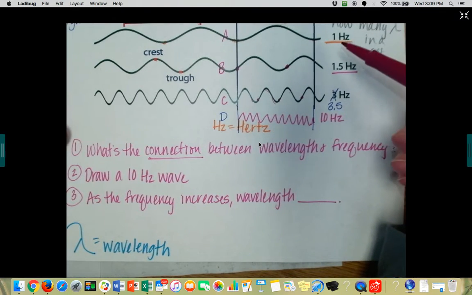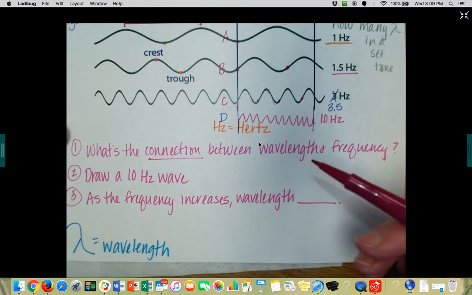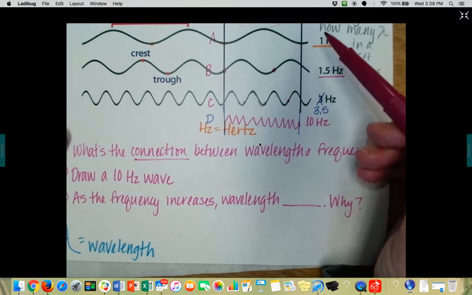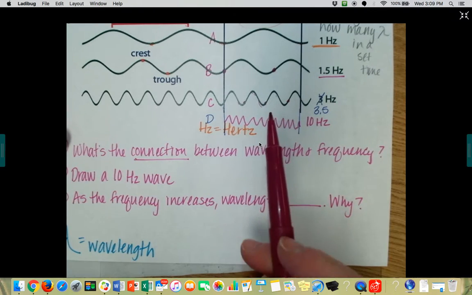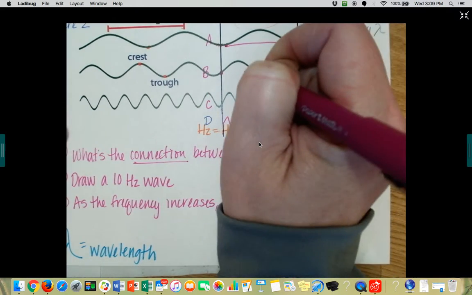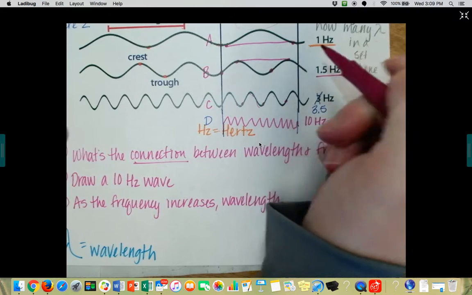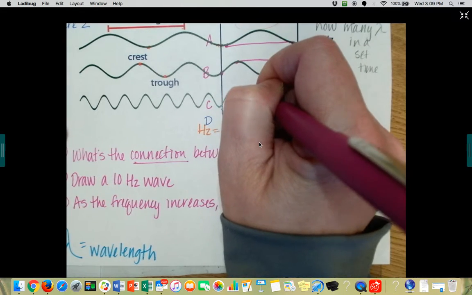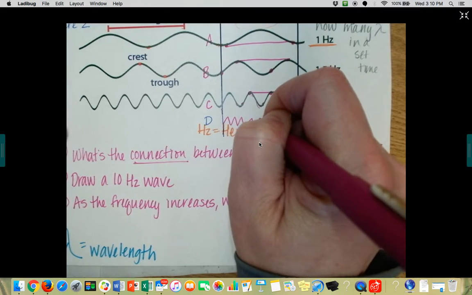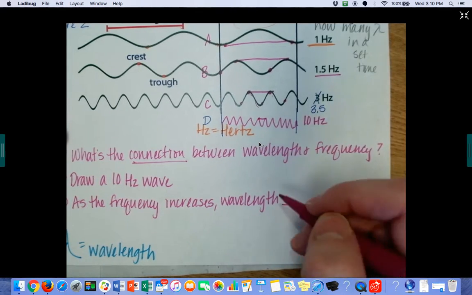Okay, so as frequency increases, so as this number gets bigger, wavelength is going to do something, and then you're going to need to tell me why. So as my frequency gets bigger, what happens to my wavelength? Now remember, wavelength is the space from here to here. So I have that. Then I'm going to have here. Here's a wavelength. Here's a wavelength. So what's happening to the wavelength as my frequency increases?